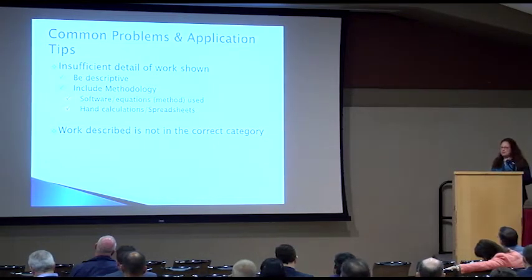Another problem we see is the work described is not in the correct category. For instance, let's say somebody describes work for culverts, but they put it in 10.1, which is hydrologic studies. They wouldn't get credit for that if they described it in that section. Now, if they had put that they calculated discharge for those culverts, then yes, they would get the credit for that.